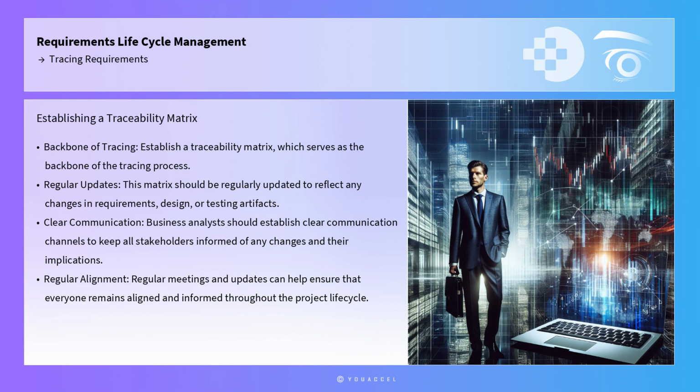The next step is to establish a traceability matrix, which serves as the backbone of the tracing process. This matrix should be regularly updated to reflect any changes in requirements, design, or testing artifacts. Business analysts should also establish clear communication channels to keep all stakeholders informed of any changes and their implications. Regular meetings and updates can help ensure that everyone remains aligned and informed throughout the project lifecycle.